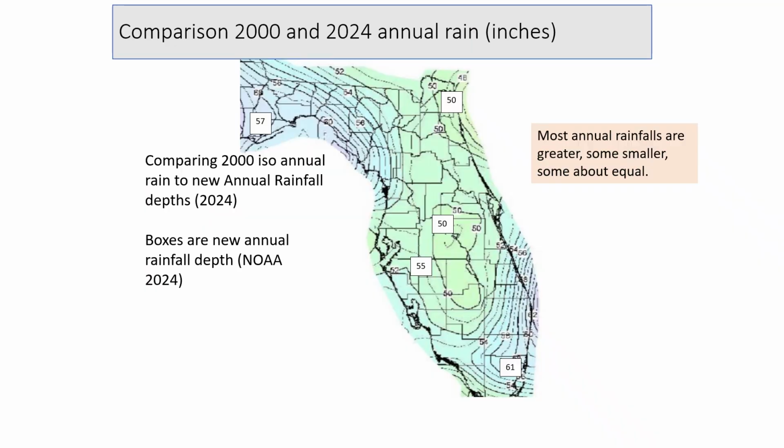Our analysis shows that when we compare these 2 datasets across different locations, most of the new annual rainfall totals for 2024 are greater than those from 2000. However, it's not a universal increase. Some locations show smaller rainfall amounts, and others remain roughly equal. It is absolutely critical that for any official purposes, particularly for permit applications, the most current 2024 or any other updated annual rainfall data must be used. Relying on older figures, even those as recent as 2000, may no longer accurately reflect current conditions.